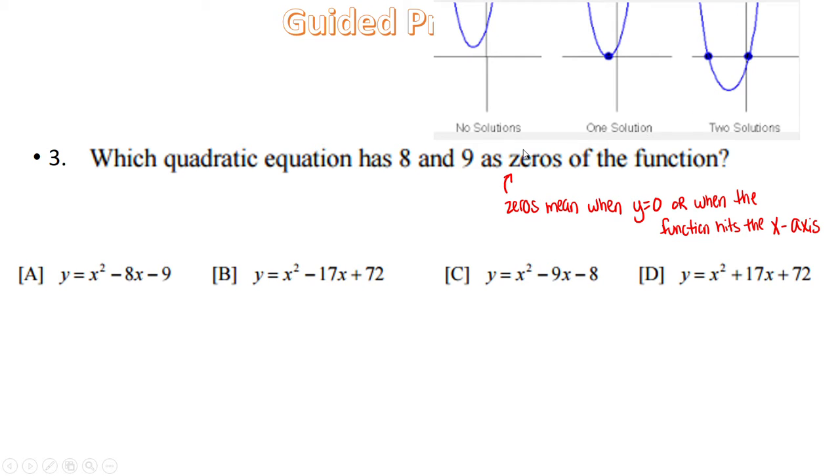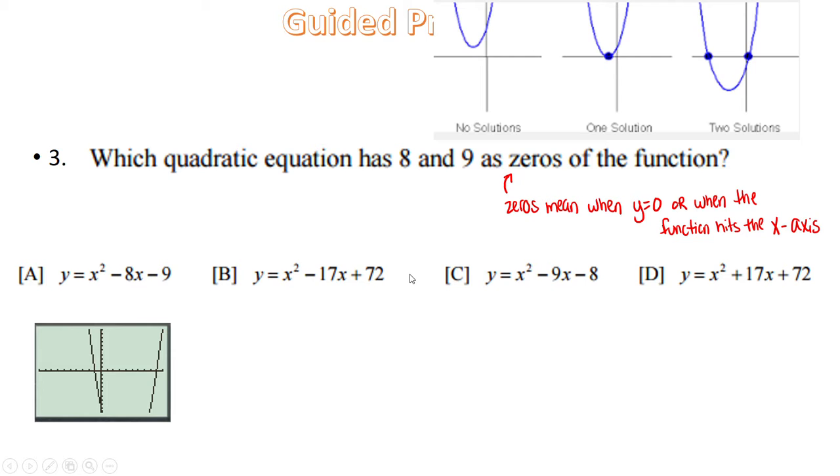Okay, so our question says it has the answers of 8 and 9. So that means if I was to graph each one of these and look at the equation, it would have to hit the x-axis at 8 and 9. So we can tell by looking at the picture, or we can tell by looking when y equals 0. Okay, so on A, if I look at the picture, I see it hits at negative 1 and then 9. So that's not right. Okay, so it's not 8 and 9.